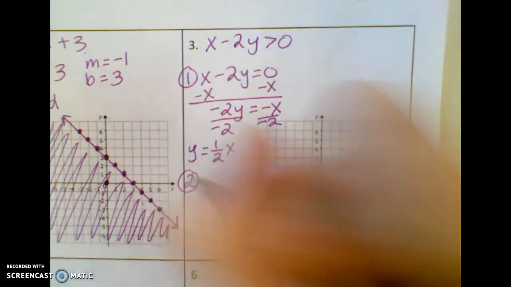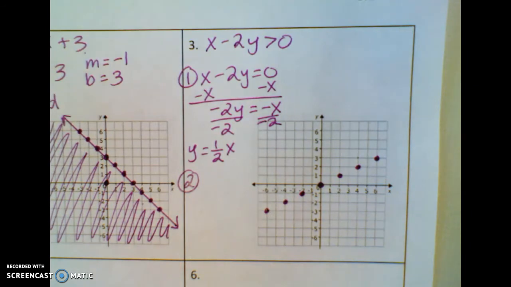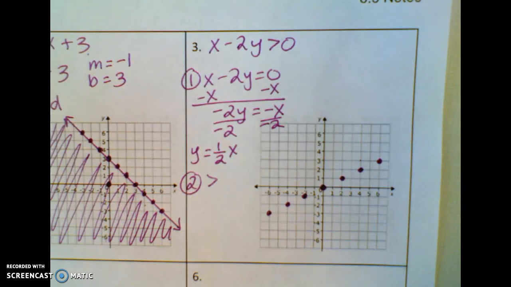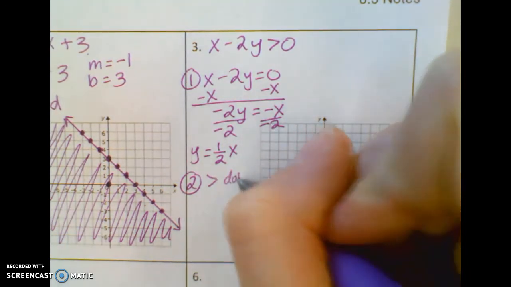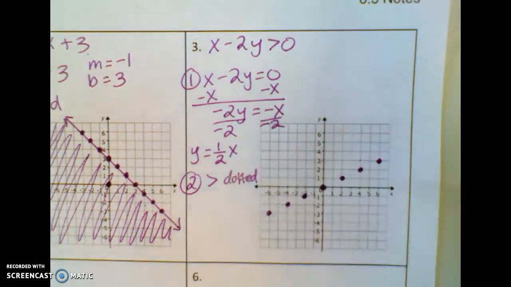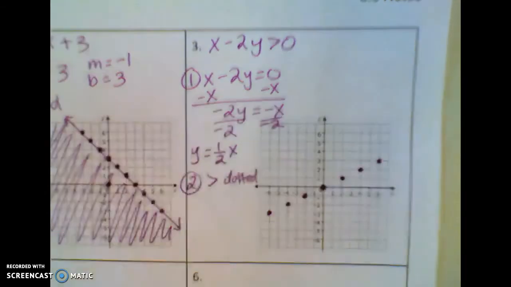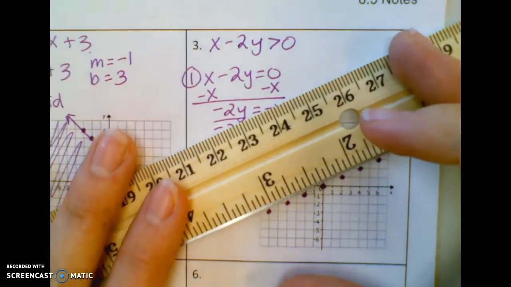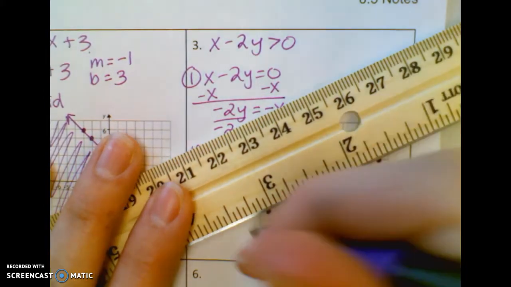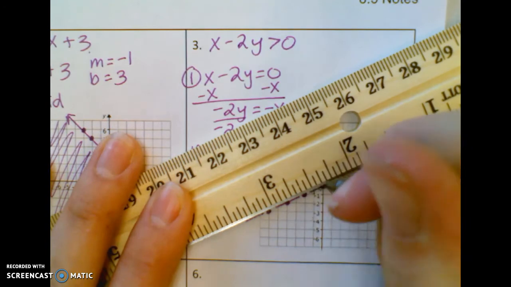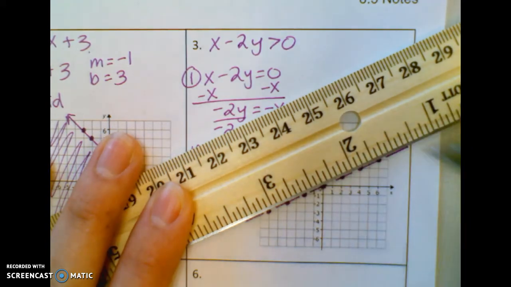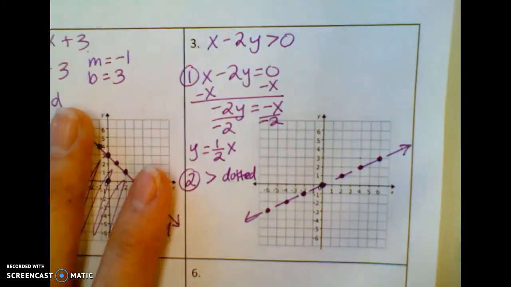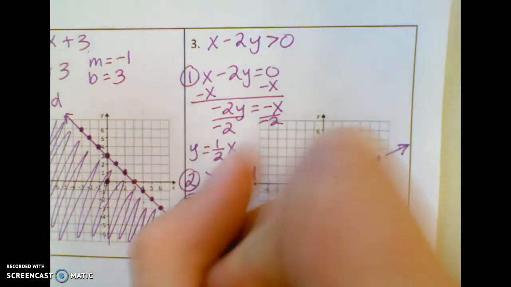Before I draw my line, I need to figure out whether it is dotted or solid. So we have this greater than symbol. Because it doesn't have the or equal to line, it's going to be dotted. So I can use my ruler here to make my line nice. This is going to be a dotted line. And remember, we've got to have arrows on both sides. So I have arrows on both sides. I've got my dotted line. And step 3, we need to pick a point and plug it in.